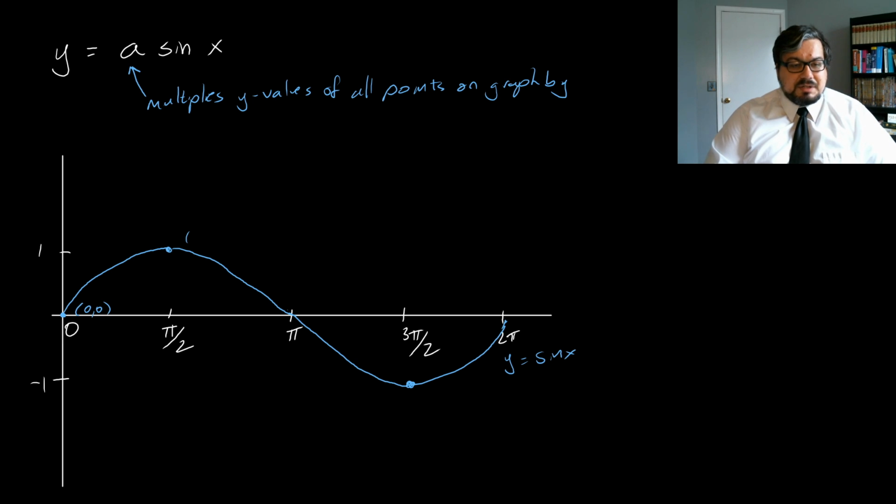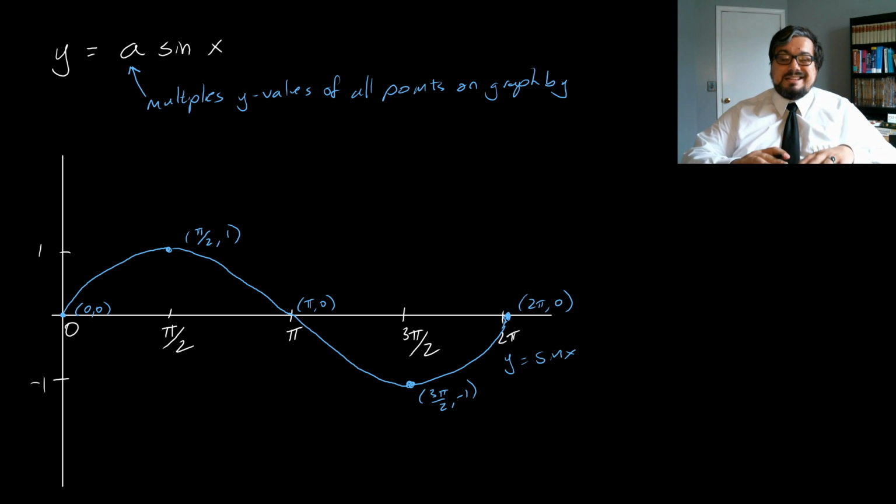So 0, 0, pi over 2, comma 1, pi, comma 0, 3 pi over 2, comma -1, and 2 pi, comma 0. And once again, I mentioned that this is just one cycle of the graph. It continues and repeats itself over and over as you move to the left and the right.